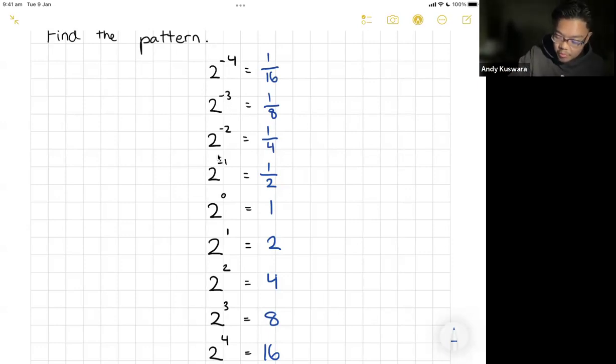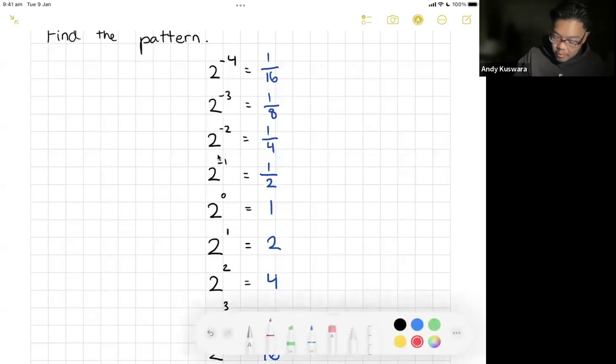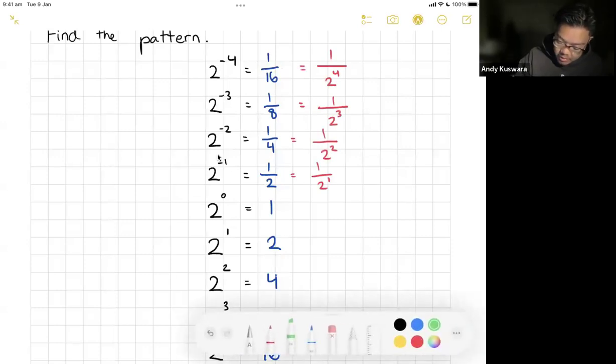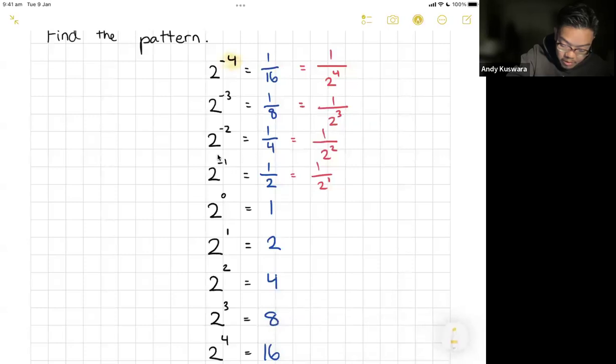Now, I'm going to rewrite some of these in a way that will start to make a bit of sense. 1/16 is the same thing as 1/2 to the power of 4. Okay, and this one's going to be 1/2 to the power of 3. This is going to be 1/2 to the power of 2. And this is going to be 1/2 to the power of 1. Now, if you can see, I'm going to try highlight these. There's a pattern here with your negative indices.